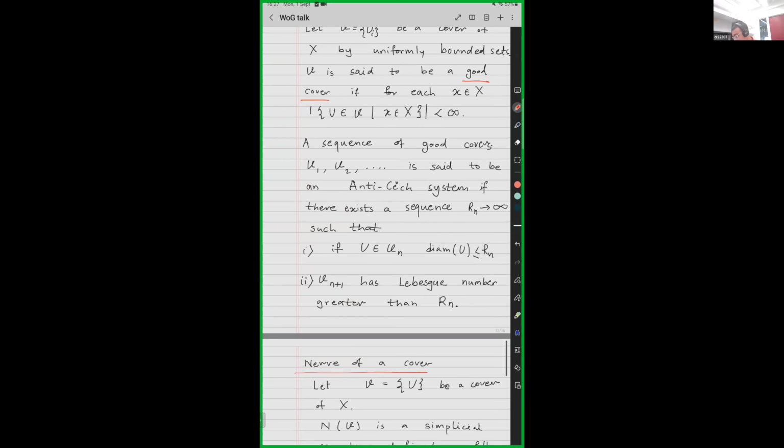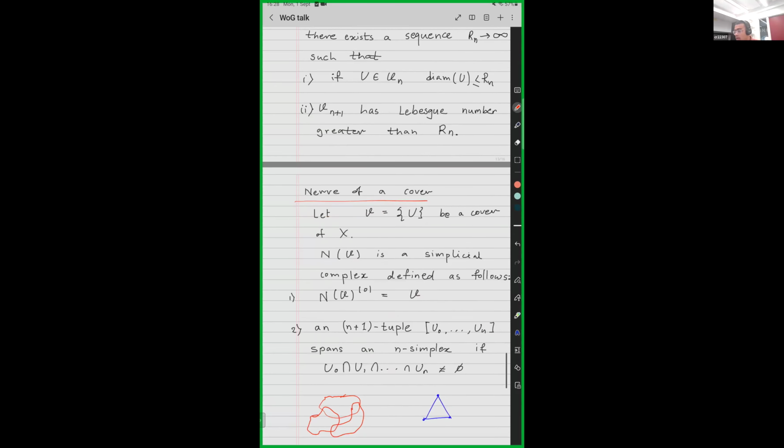A sequence of good covers is said to be an anti-Čech system if there exists a sequence of real numbers Rn that tends to infinity, such that Rn is a bound on the diameters of sets in Un, and it is also a lower bound for the Lebesgue number of Un+1. So what this means is that every set U in Un is contained in some set in Un+1, right? So Un is a refinement of Un+1.